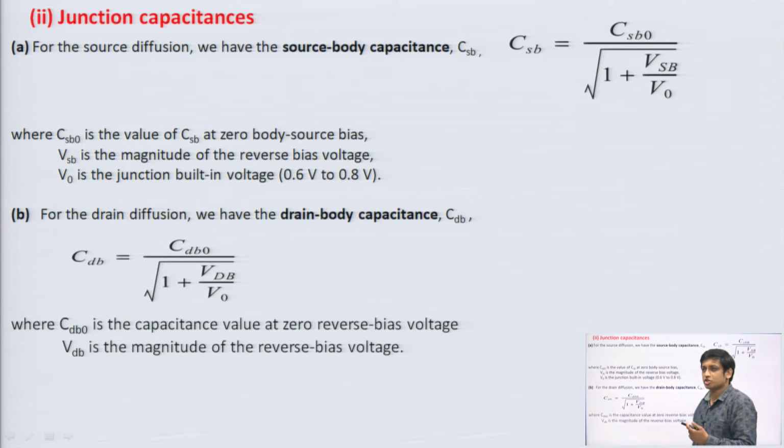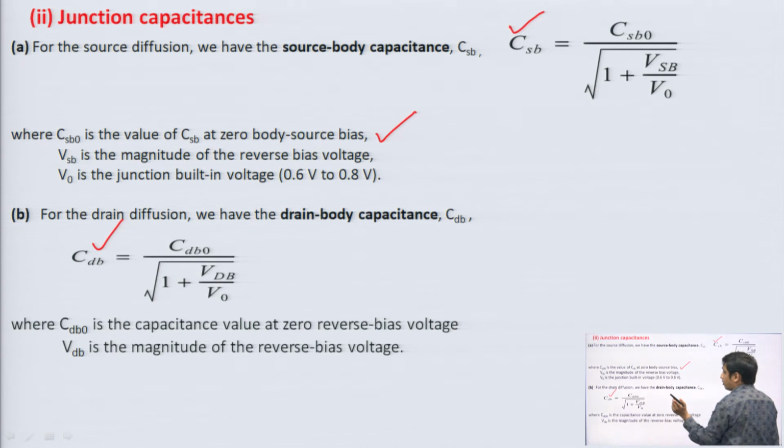Next one is the junction capacitance. The equation for junction capacitance: the first one is your source to body, the second one is drain to body. The source to body is CSB naught upon under root 1 plus VSB upon V naught. CSB naught is the value of the CSB at 0 body source bias, VSB is the reverse bias voltage, because you know that source to body is reverse biased. V naught is the junction built in voltage, that is approximately 0.6 to 0.8 volt.